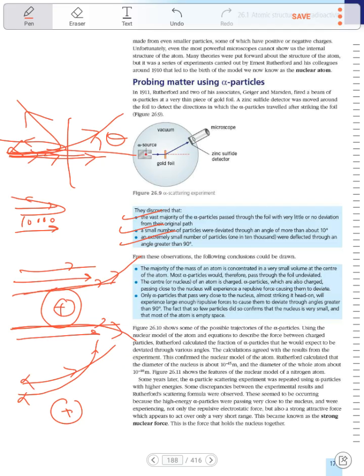Only alpha particles that pass very close to the nucleus, almost striking it head on, will experience a large enough repulsion force to cause them to deviate through angles greater than 90 degrees. Just the particles which hit the nucleus like this, which is the head-on collision.